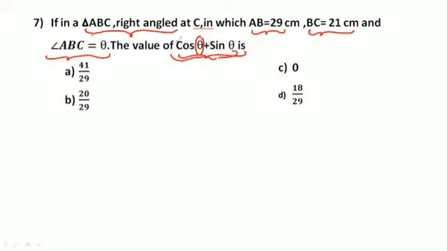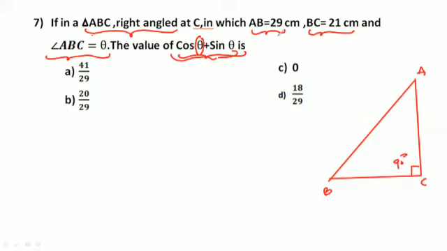Okay. So to find this, children, first of all, let us draw the right angle triangle now. Now this is a right angle triangle, children. Right angle at C means this is ABC, and the right angle is at C. Now let us mark the given values, children, given line segments. AB is equal to 29 centimeters, and BC is equal to 21 centimeters. Now we need to find angle ABC is equal to theta.